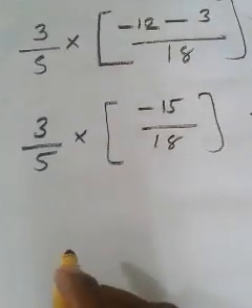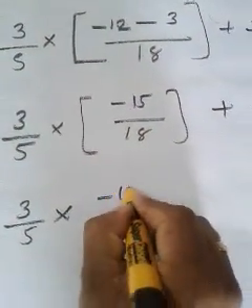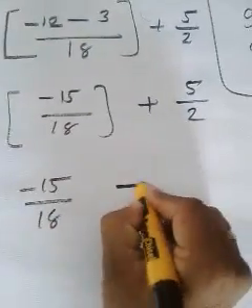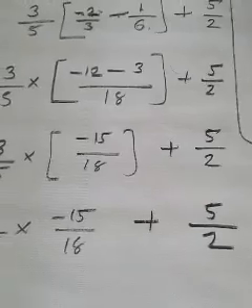Okay. So now just see. It becomes 3 by 5 into. Now you can avoid the bracket. It is minus 15 by 18 plus 5 by 2. Yes, and now you may have understood this much.